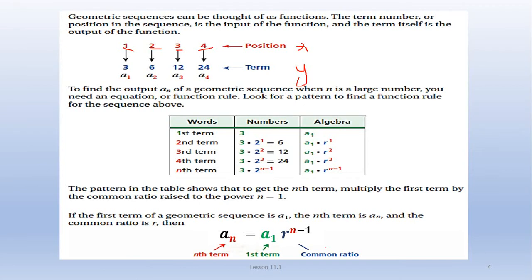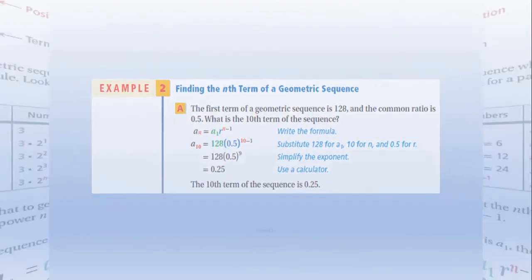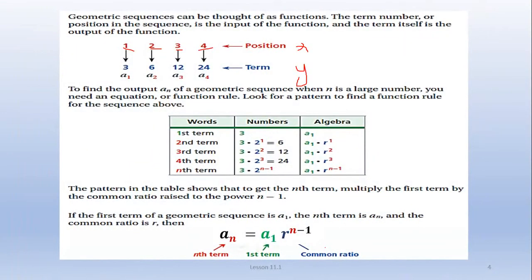So between any x and y, we can write an equation or relation between x and y to get any term we want to find. This is an example of how we found the nth term in this table. Read it carefully and see how we found it.